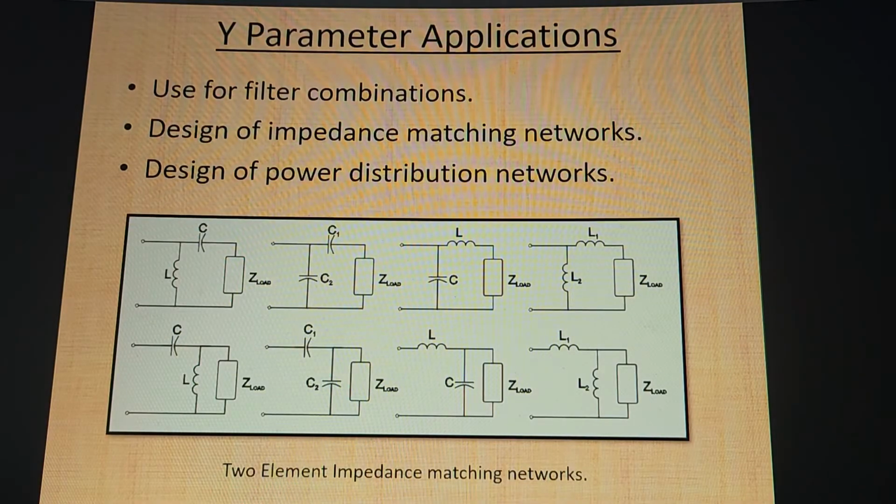The admittance matrix, the Y matrix, is often used for different filter combinations, in particular designing networks with matching impedance. And the purpose to match the impedance can be applied for finding max power transfer between a source and a load, as well as correcting power factors. And these would just be some examples of some matching impedance networks.